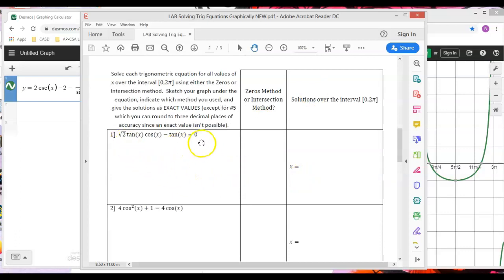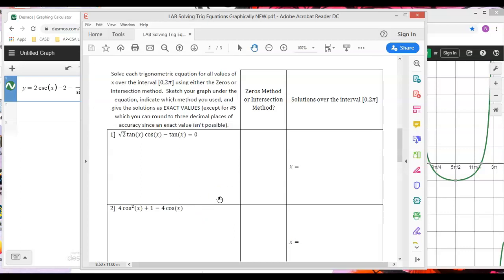Now for number 1, it makes sense to use the zeros method because it's already solved for 0, right? Number 2, you really want to decide for yourself whether you want to graph the left side and the right side and use that intersection method, or if you prefer to subtract over the 4 cosine of x, enter it all on one line and just look for the zeros. That's a personal preference. It's up to you.